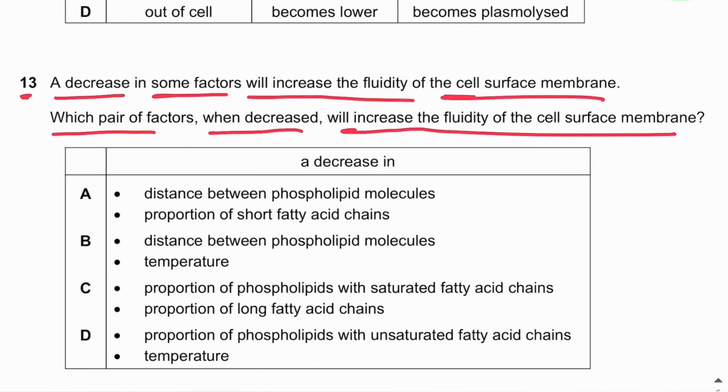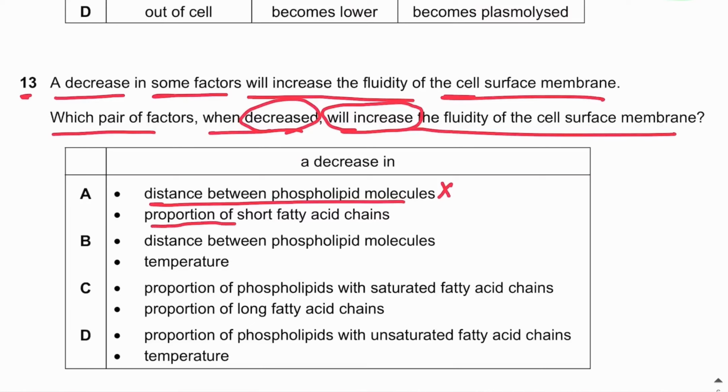So when the distance between the phospholipid molecules decreases, the fluidity does not increase, right? Always remember this point. Whenever phospholipid molecules are far apart, fluidity is high, and when they are close, fluidity is low. So if the distance between phospholipid molecules decreases, they will become closer, and the fluidity will decrease, not increase, right? We have to select an option in which the fluidity will increase by decrease in a factor, right?